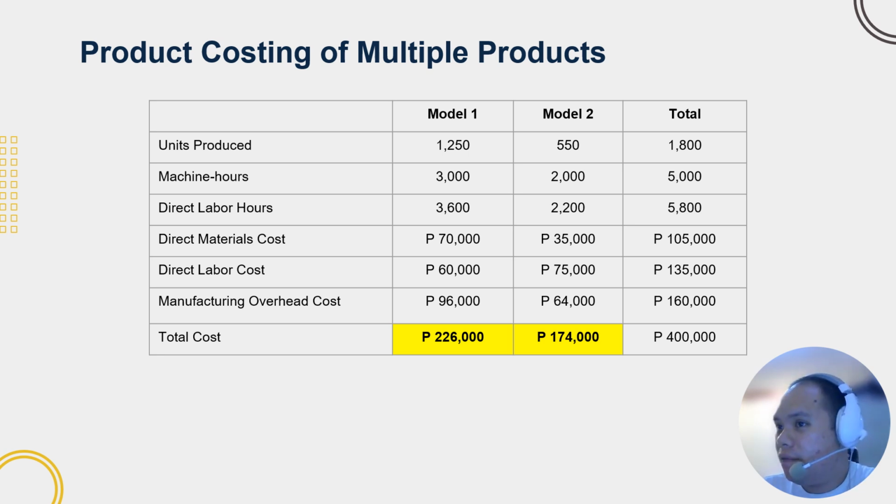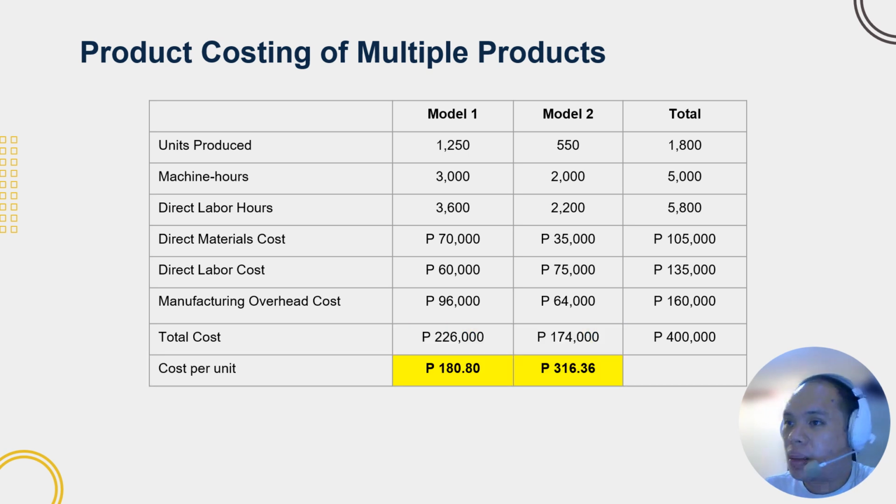So since we have now the manufacturing overhead cost, we can now get the total cost. So again, we can get the total cost by adding all those direct materials, direct labor, and manufacturing overhead costs. So this is the total cost for Model 1 and this is the total cost for Model 2. Okay, that is now our second answer to the problem. The first one is we determine the overhead rate. The second one is determine the total cost of each model. And the third one is to determine the cost per unit.